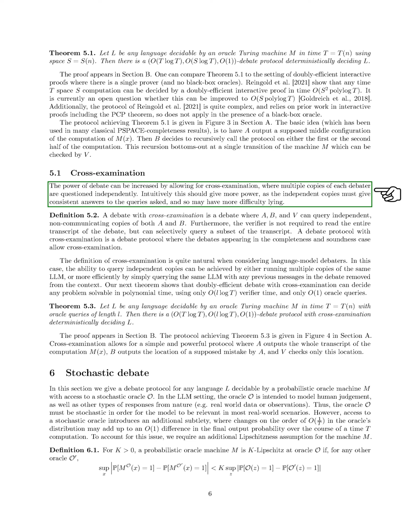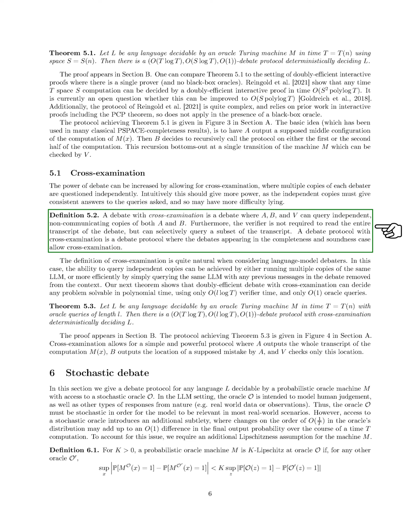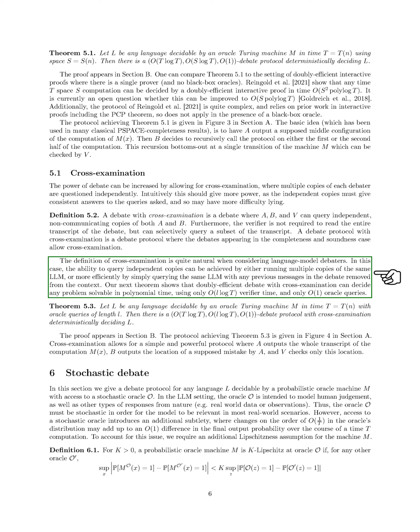In a cross-examination debate, we can increase the power of the debate by allowing for cross-examination, where multiple copies of each debater are questioned independently. This should give more power, as the independent copies must give consistent answers to the queries asked, making it harder for them to lie. In this type of debate, the verifier can query independent, non-communicating copies of both parties. The verifier isn't required to read the entire transcript of the debate, but can selectively query a subset of the transcript. This type of debate can decide any problem solvable in polynomial time, using only a certain amount of verifier time, and only a certain number of oracle queries.